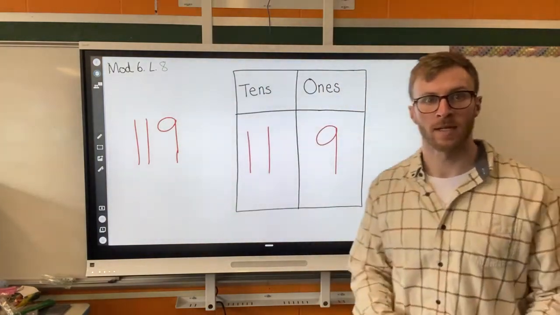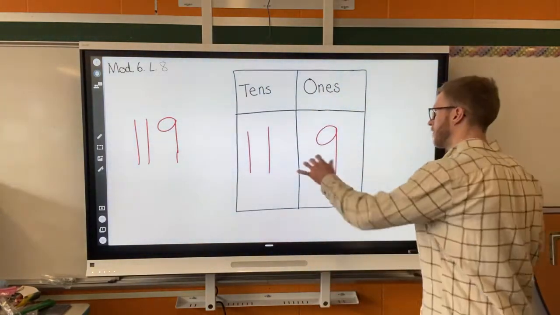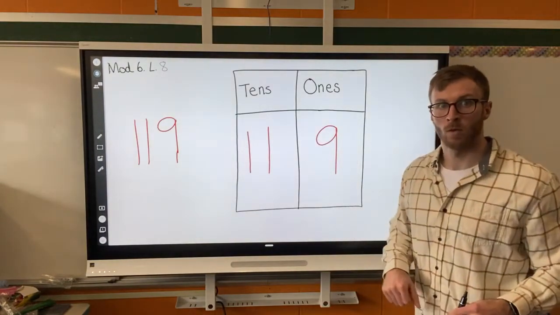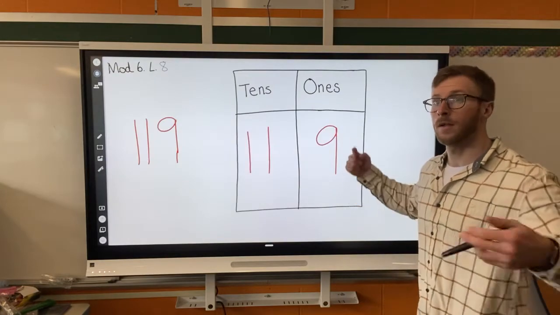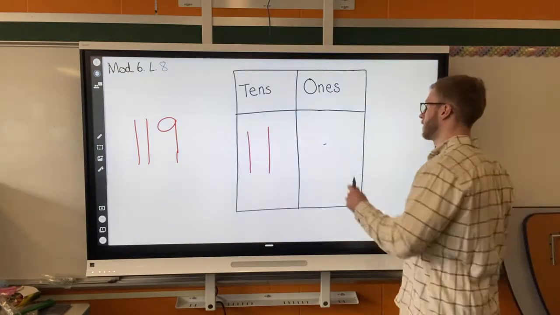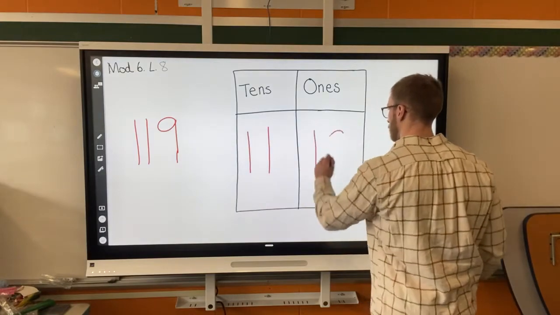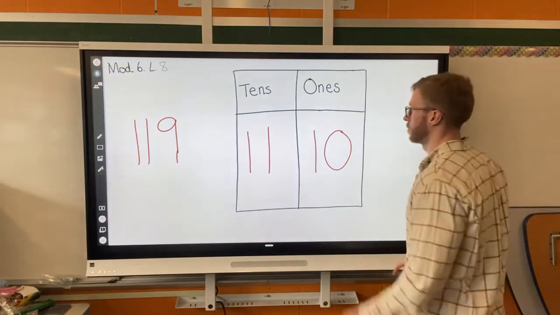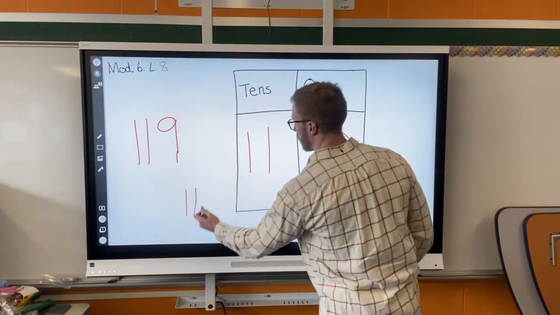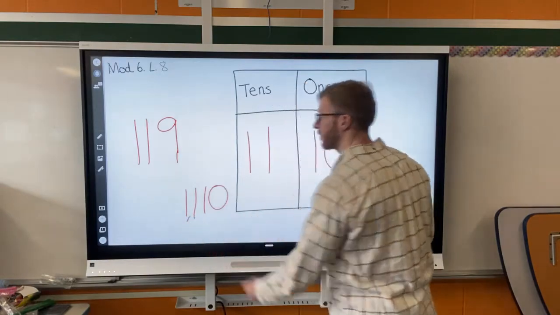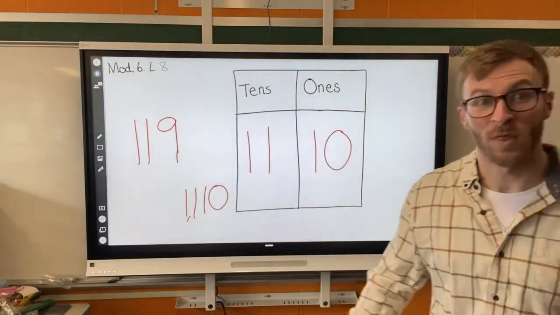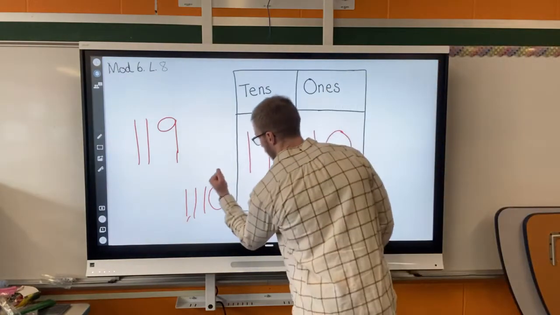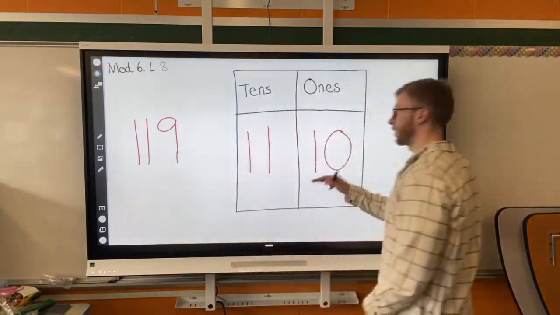What comes after 119? I have 11 groups of 10, 9 extra ones. Well, what number comes after 9? 10. So let's see, if I write 10 in here, I have 10 ones. So is my number 1,110? Does that number come after 119? 1,110? No, that's way too big. We're not even close to that yet. So I did something wrong over here.